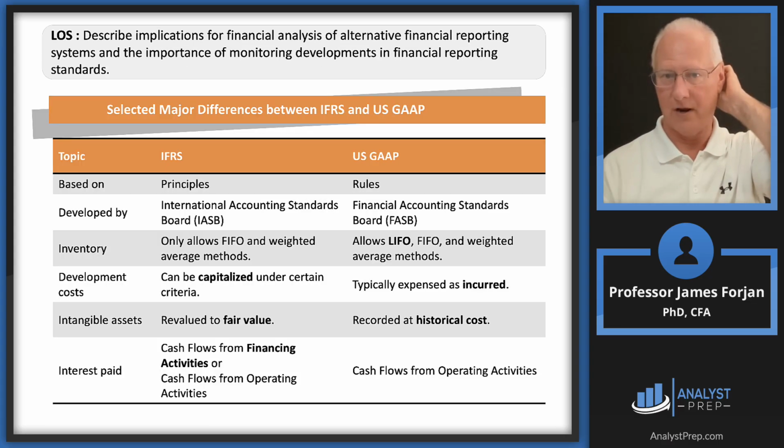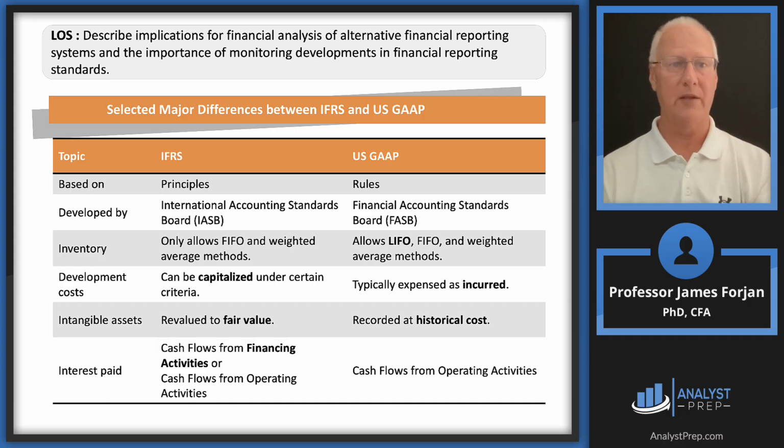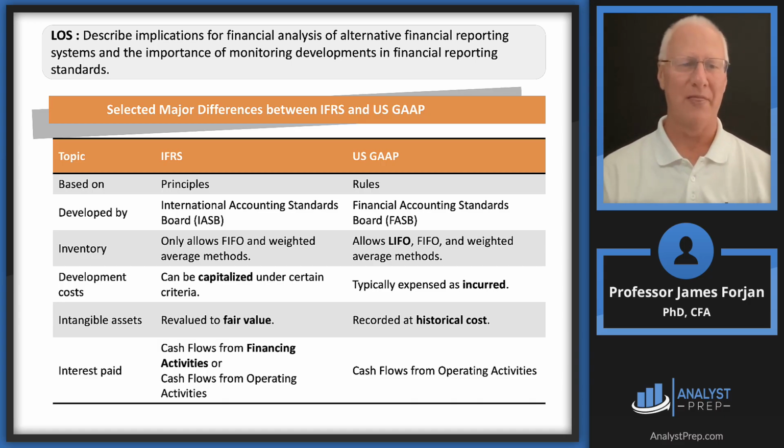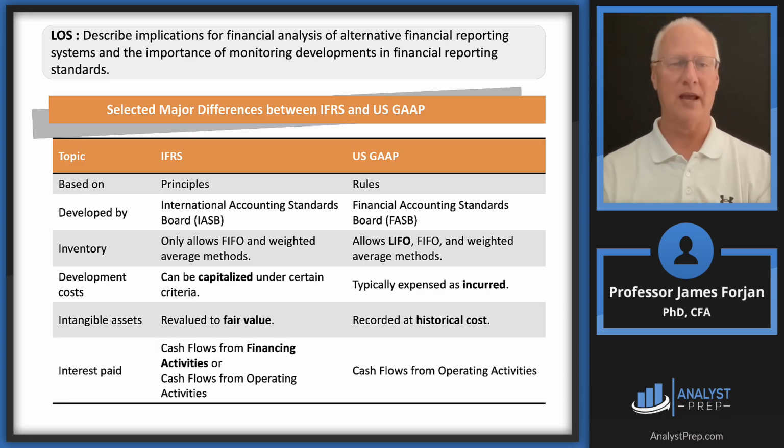So IFRS, this is a principle-based idea. GAAP is rules-based. So we'll talk about the difference between principles-based and rules-based throughout the program. Look at that third one there. This is what I was saying earlier. The international people, they allow FIFO, while US GAAP allows LIFO, and FIFO, and weighted average, and maybe even Jim's inventory method, although probably not. But so this is a great exam question.